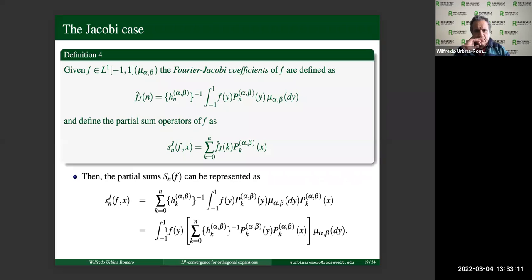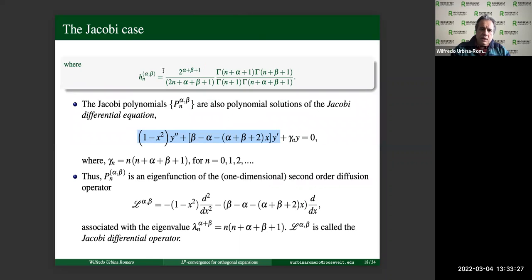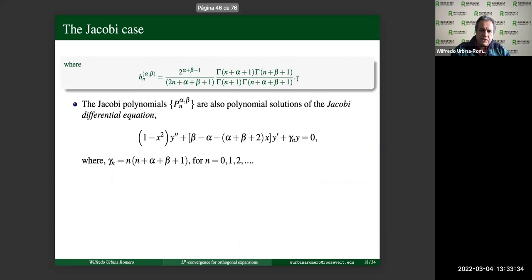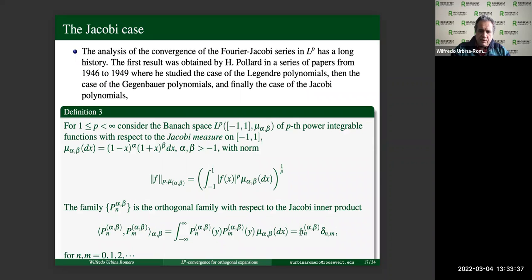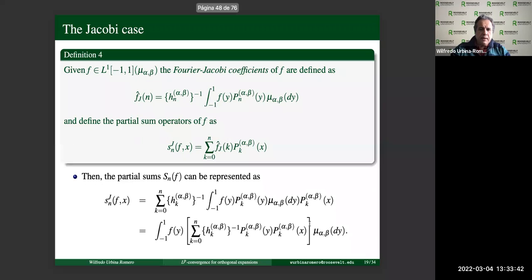Okay, so what do we do? Well, we try again to do the same as in the case of the Fourier series. You define the Fourier coefficient. Again, this is not an orthonormal basis, so you normalize it with the value of h_n, which is this, the square of the L2 norm, if you wish. And then define the partial sums.